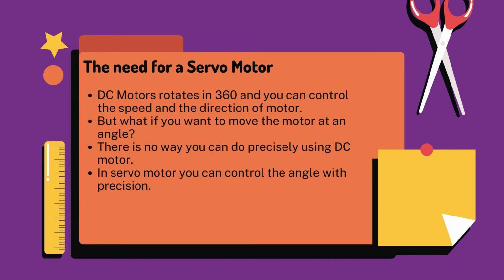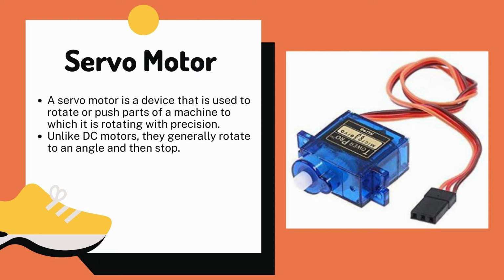And so, what is a servo motor in electronics? A servo motor is a linear or rotary actuator that provides fast precision, as I've said earlier, position control for closed-loop position control applications. Unlike large industrial motors, a servo motor is not used for continuous energy conversion. A servo motor, again, is a device that is used to rotate or push parts of a machine with precision. And unlike DC motors, they generally rotate to an angle and then stop.